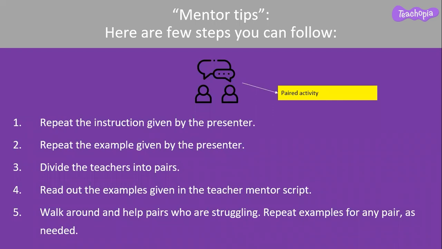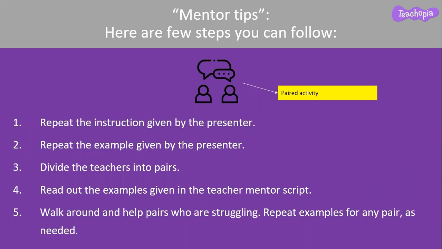Third, here you will divide the teachers into pairs. You can use any method to divide the teachers into pairs. We recommend counting them off in 1 and 2, and then pairing the ones with the twos so that it is quick. However, if you know a faster way to help teachers form pairs, you can go ahead and do that.